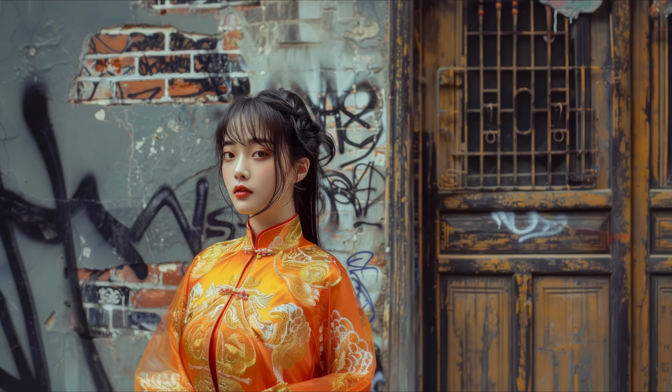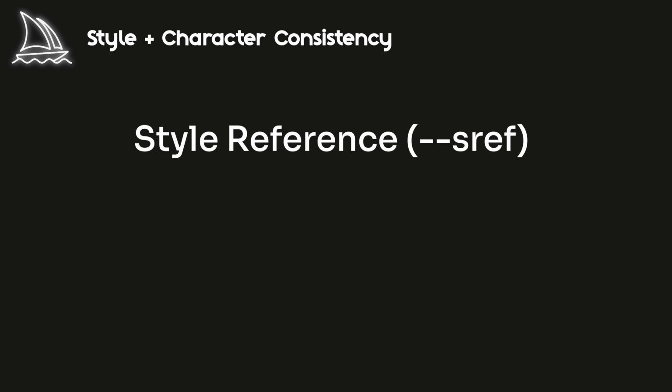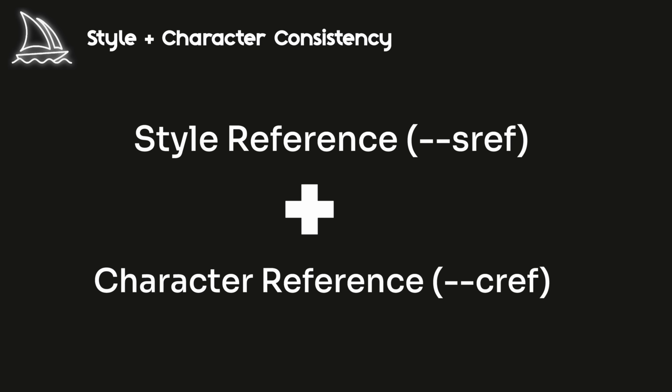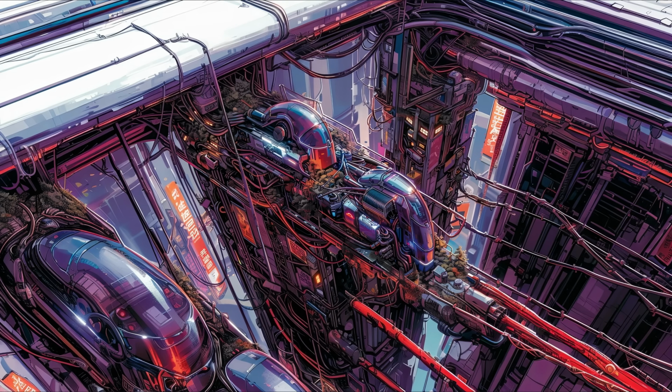Standing in front of an urban exploration location, featuring an old door and a building adorned with graffiti. In a narrow street in Tokyo. At this point you may ask, what if I want to use both style and character consistency together? As a reminder, style reference allows you to transfer art styles from any image and create new images consistent to the original image. Style reference and character reference parameters can be used together.